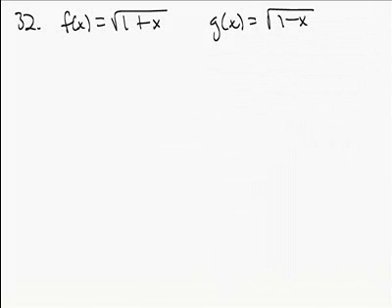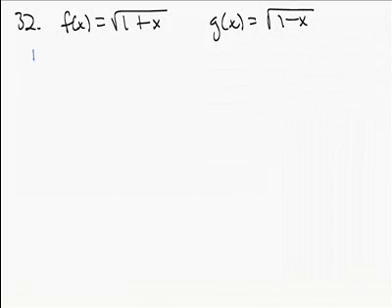By way of example, let's take a look at number 32 out of your textbook. We're given two functions. f of x is the square root of 1 plus x. g of x is the square root of 1 minus x. We want to find f plus g, f minus g, f times g, and f divided by g and state their domains. To do that, the first thing you're going to want to do is find the domains of the individual functions.